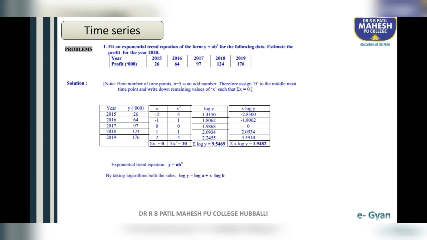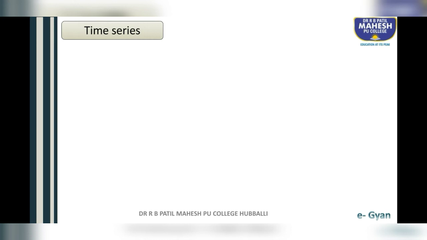See students, the exponential trend equation is y is equal to a b raised to x. By taking logarithm on both sides, it becomes log y is equal to log a plus x into log b. So the normal equations are summation log y is equal to n log a plus log b into summation x. Second normal equation is summation x into log y is equal to log a into summation x plus log b into summation x square.